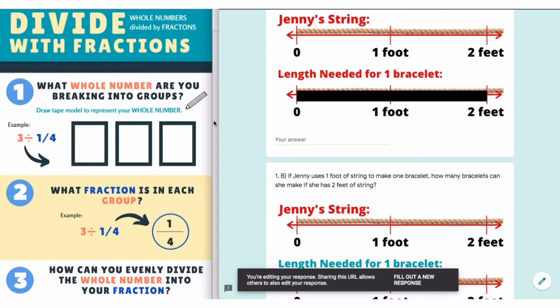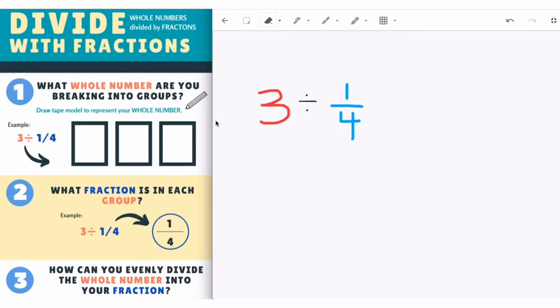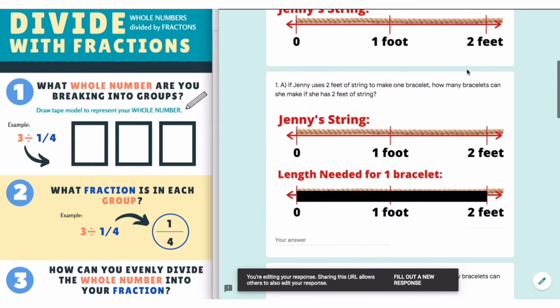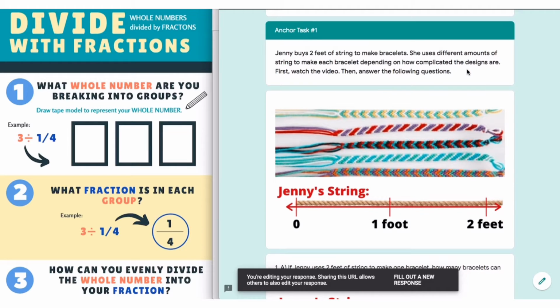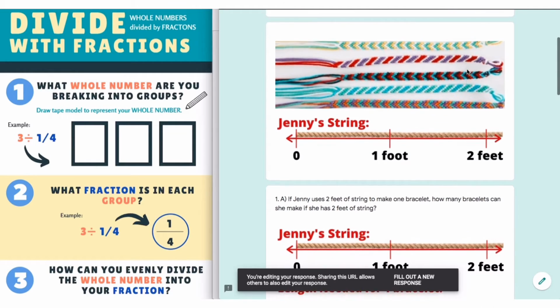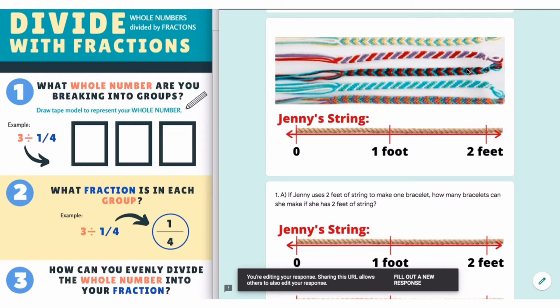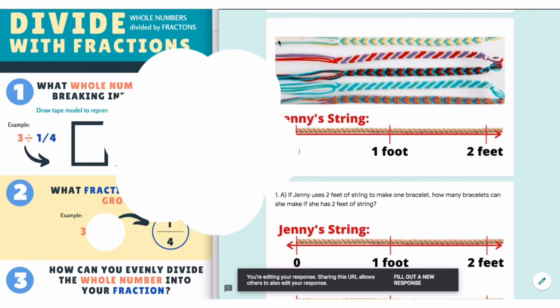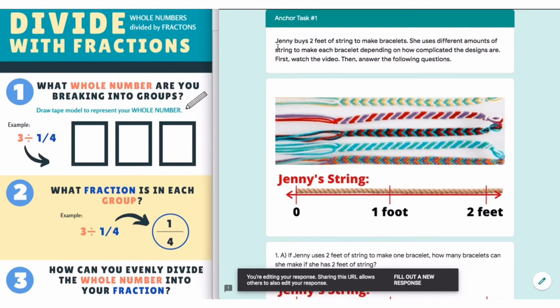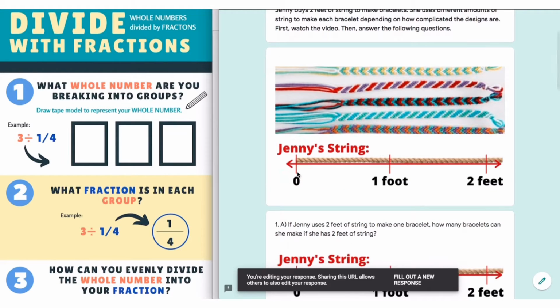So to begin, anchor task number 1 reads, Jenny buys 2 feet of string to make bracelets. She uses different amounts of string to make each bracelet depending on how complicated the designs are. First, watch the video, which you're doing, then answer the following questions. So think about this. What do we know already? What do we need to find out? We know that Jenny starts with 2 feet of string.